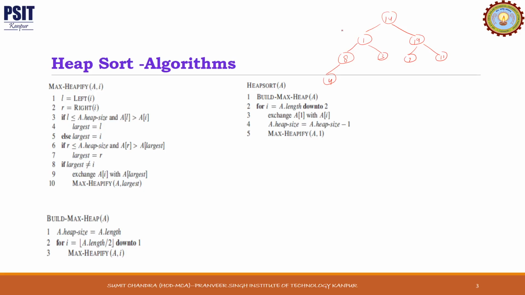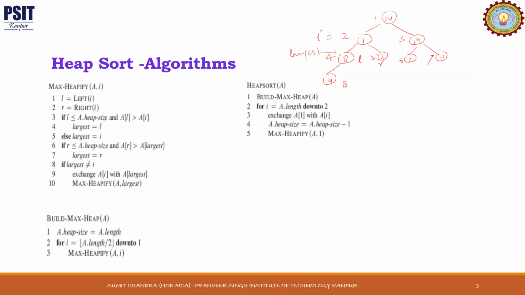Okay, and suppose writing the indexes, let i is equal to 2. So now this is i, this is L, this is R. We compare all these three here. AL is obviously greater than A[i], and largest, so largest will point here.